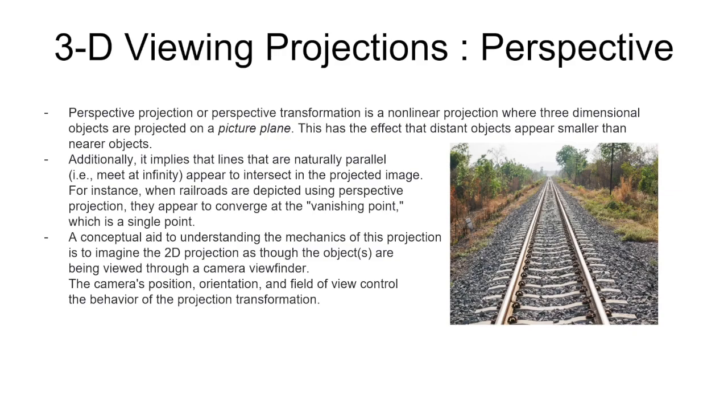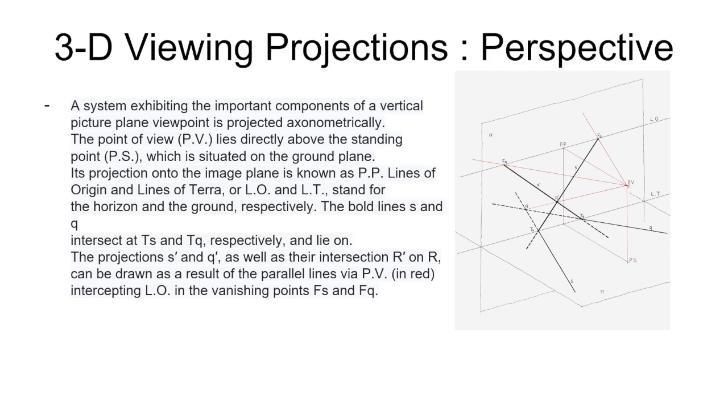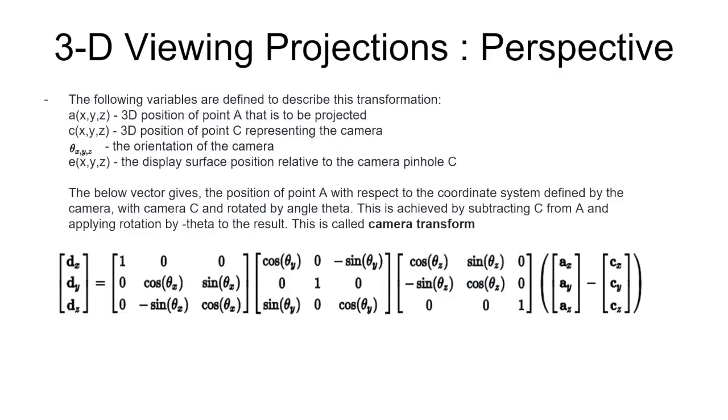So for that we require the camera position, orientation, field of view and control. These are all required for that, and the formula is like this. Here is a sample projection showing how the different points are projected on the plane, and this is the matrix transformation formula which transforms a 3D object onto a 2D plane.